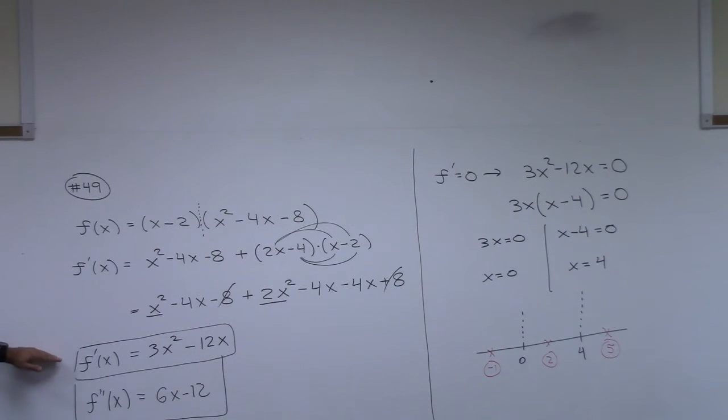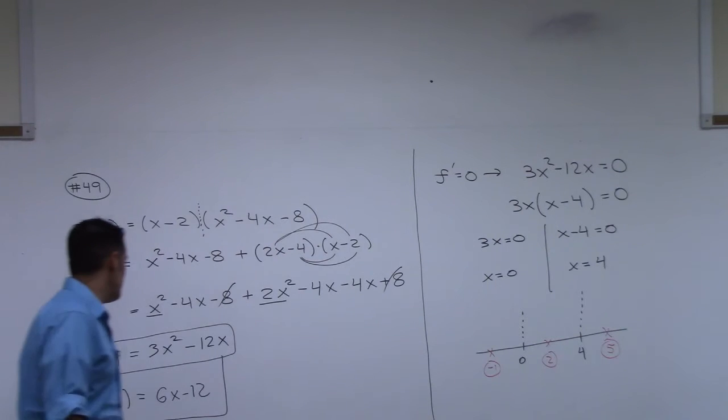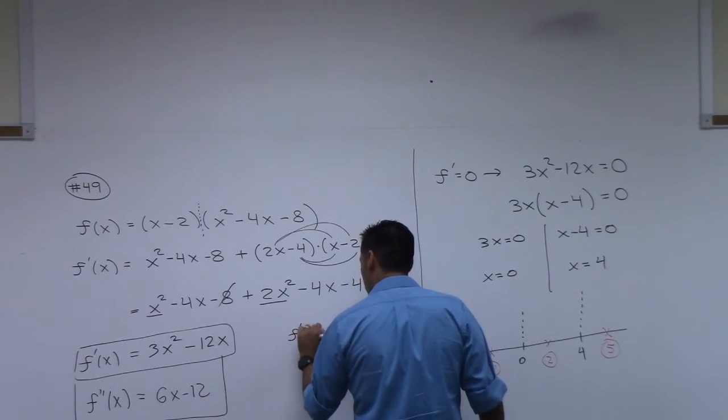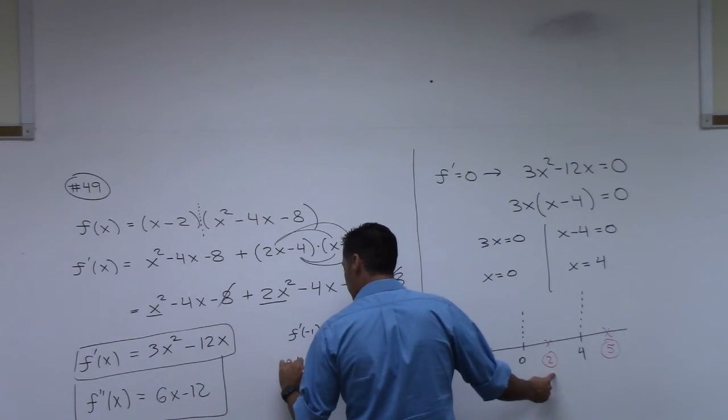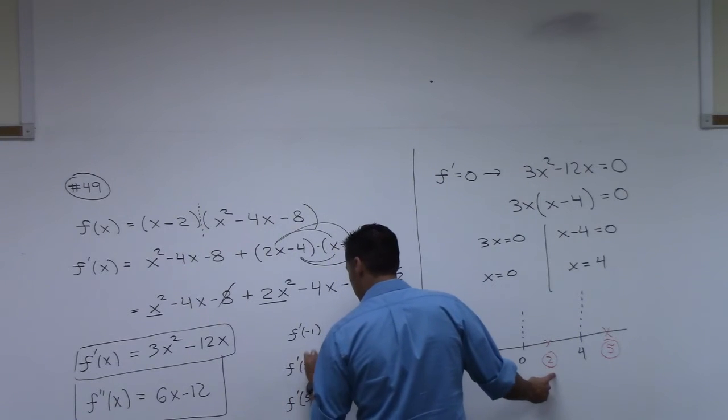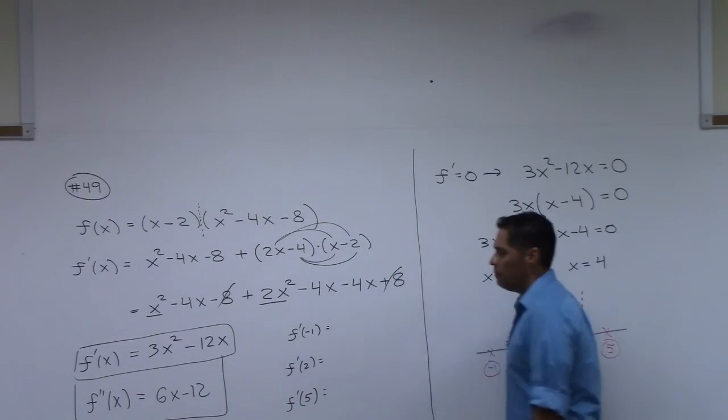So we plug them into this, and all we are concerned about is whether or not we're going to get a positive or a negative answer. Okay, so let's try plugging negative 1 in. So I'm going to do this right here. Plugging into the derivative, negative 1, then 2, and then 5. So I'll plug it into this, right?